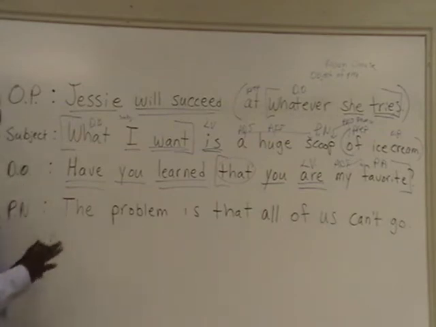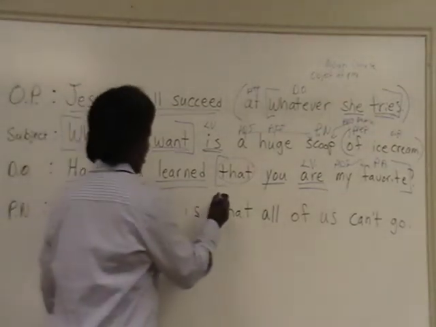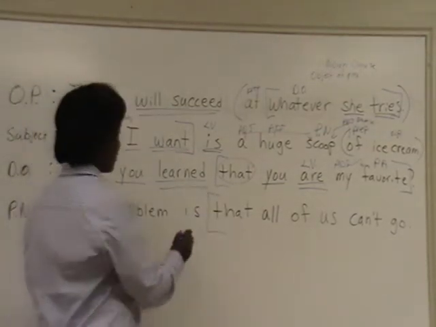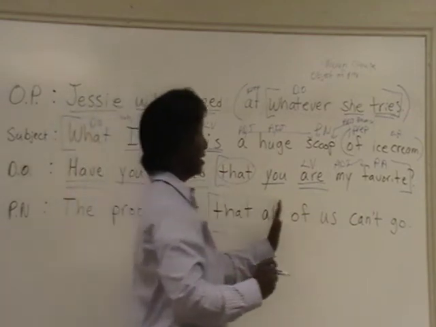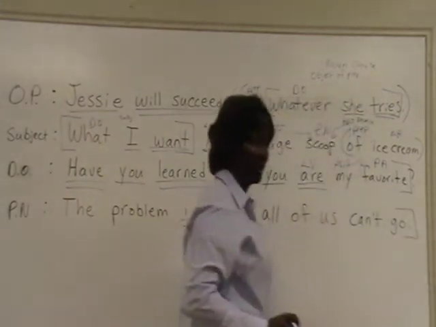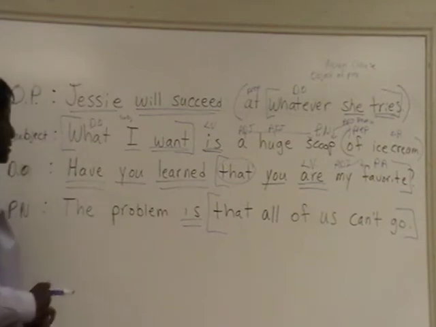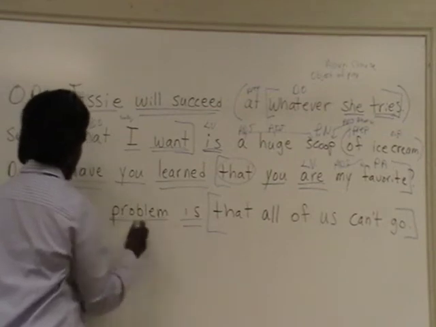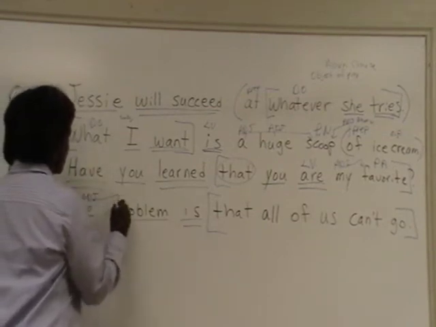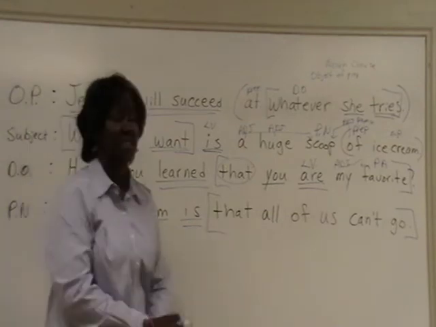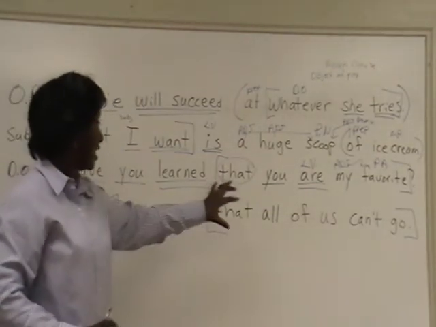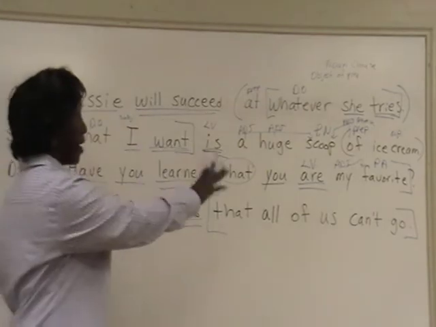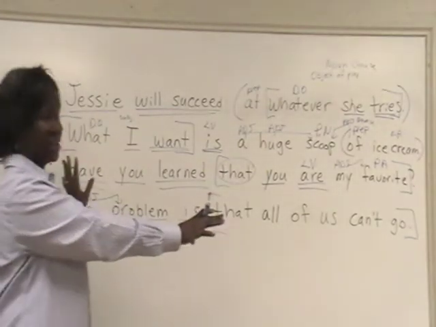All right, so you can probably see in this sentence where my predicate nominative is. Look at it really well, see if you can find it. Yep, you're right, it starts right here, because this is my linking verb. And the rest of this is all going to be the predicate nominative. Let's look at this part of it and see what we can do with that. What is going to be problem, and you got your one-word adjective. And then that all of us can't go is actually renaming the problem. This is what the problem is. Problem is that all of us can't go.